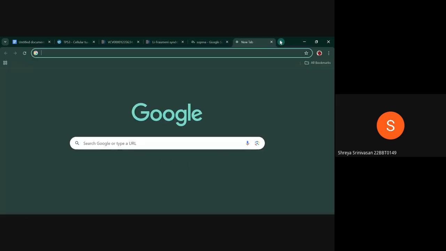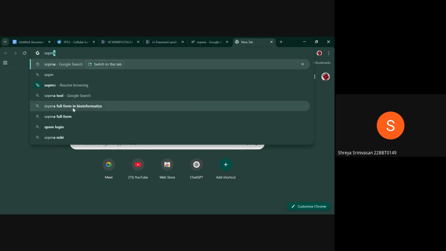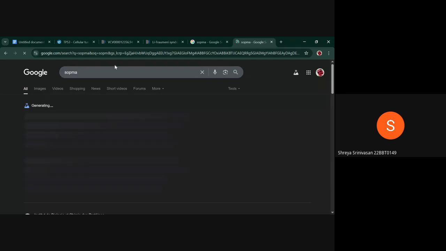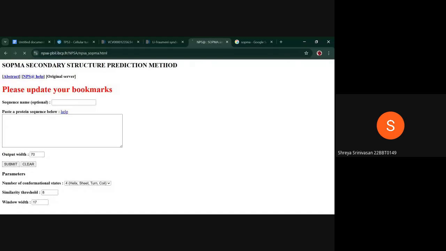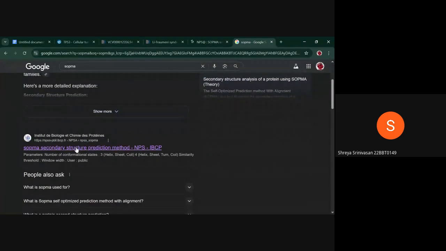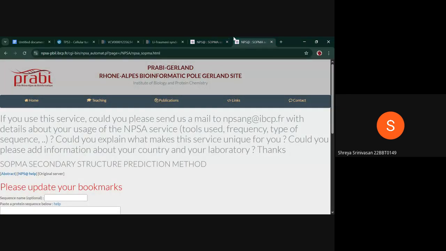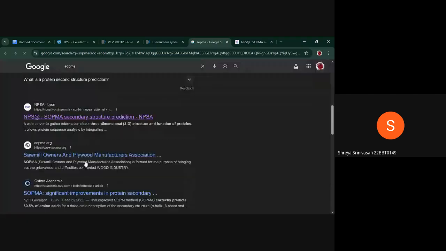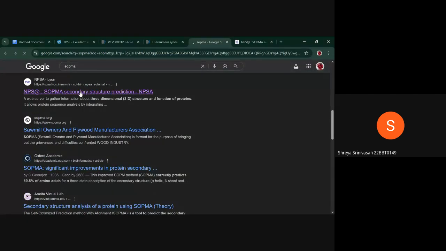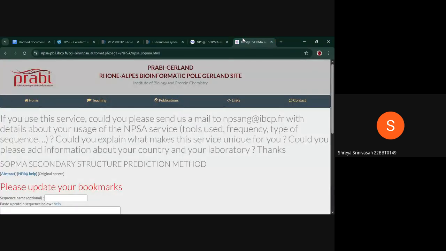So now I'll be opening two SOPMA pages simultaneously over here because I need to compare what is the difference between the original P53 protein and the mutated P53 protein. That is why I'll be opening two pages. Okay, this is the older website, this is the newer website. This is the one. Let's go to this.